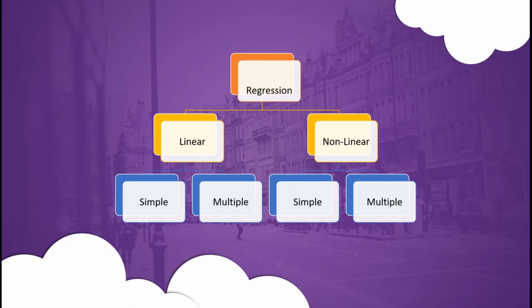Whereas non-linear regression is a form of regression analysis in which observational data are modeled by a function which is a non-linear combination of the model parameters and depends on one or more independent variables. And here again, if it is depending on one independent variable, then it is simple non-linear regression. When it is depending on more than one variable, then simply it is multiple non-linear regression. For all this, I am going to make separate videos. Don't miss those videos too.